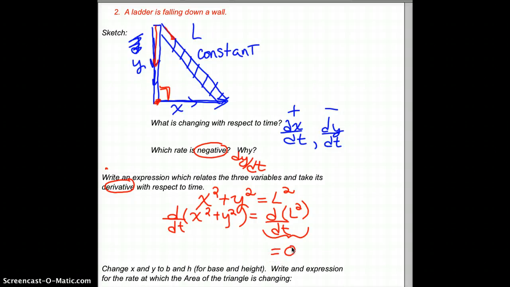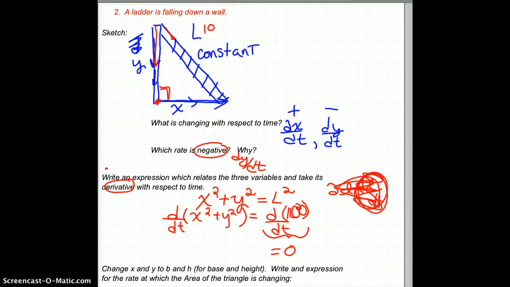That kind of goes with our constant rule that the derivative of a constant is always 0. Regardless of what, maybe if the ladder was, say, 10, then this would have been a 100. Its derivative is always going to be 0. You might say, well, why can't I do 2L dL/dt? You could, but this isn't changing, so the ladder's length isn't, so that would be a 0.